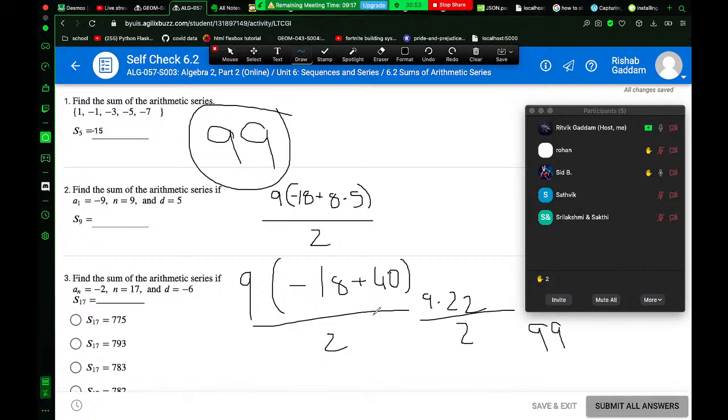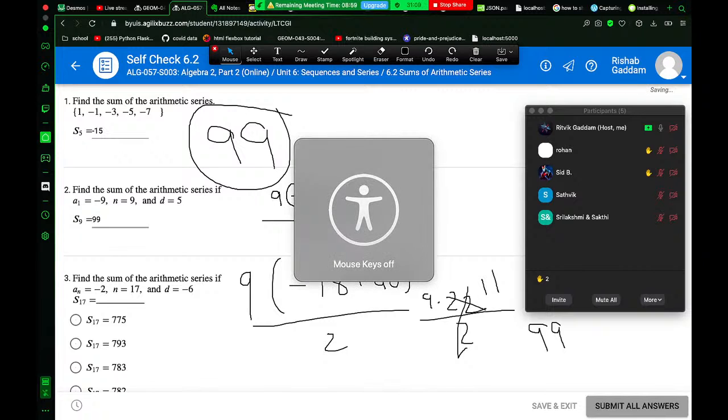Yeah. Or you could have just crossed this out right off the bat, and this would have been 11. And then 9 times 11 is much easier to calculate. Okay, good job, Sid. That's 99.